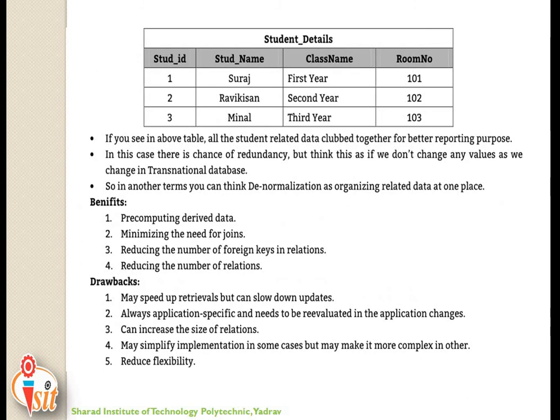Here again we will combine these previous two tables and create the table student details. If you see in the above table, all the student related data is clubbed together for reporting purposes. In this case, there is a chance of redundancy, but think of this as if you don't change any values in the transactional tables. So in other terms, you can think of denormalization as organizing related data at one place.